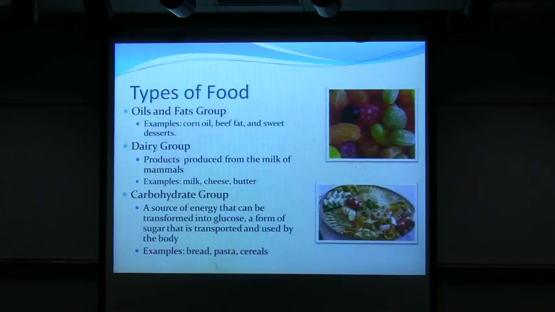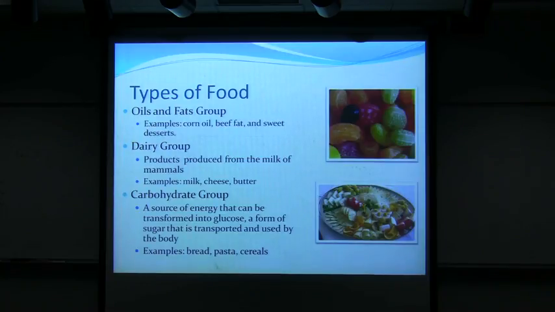Next, we have the oils and fats group. There's a very technical definition, but it would suffice to say that we're just going to go over some examples of good sources of oils and fats, which are, for example, corn oil, beef fat, and sweet desserts. And then we have the dairy group, and these are just products produced from the milk of mammals. These mammals include sheep, goat, and even horses, and obviously cows. And from these, we produce milk, cheese, butter, margarine.